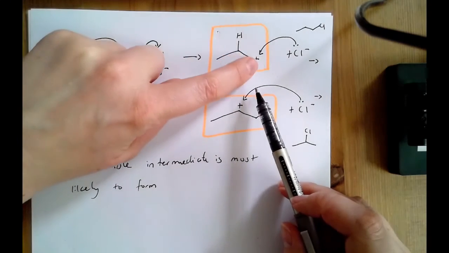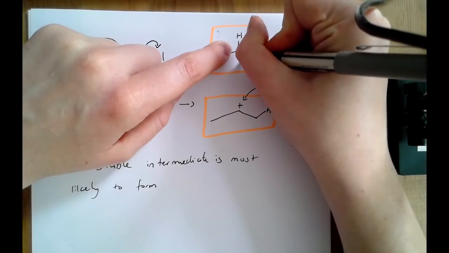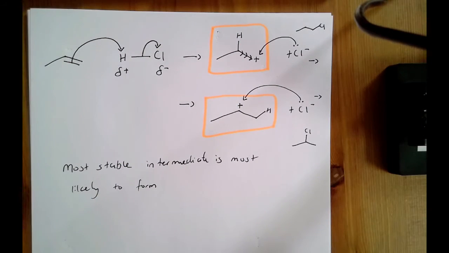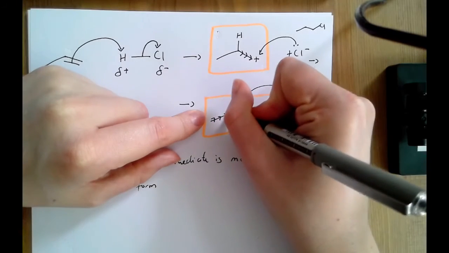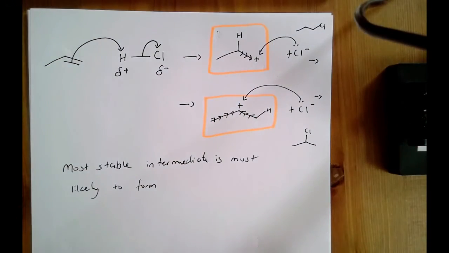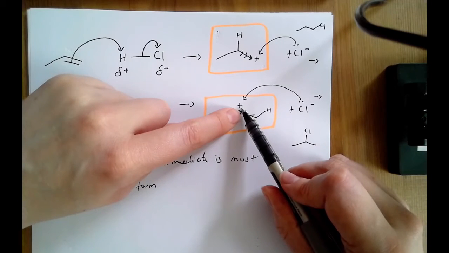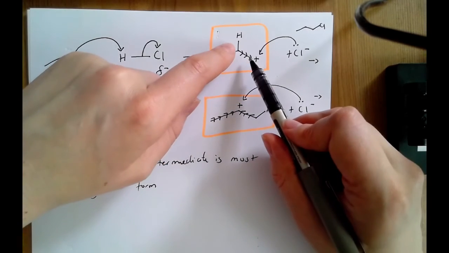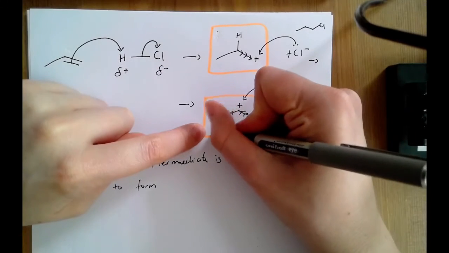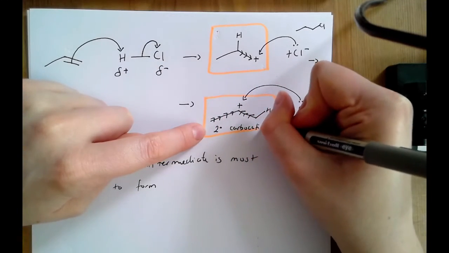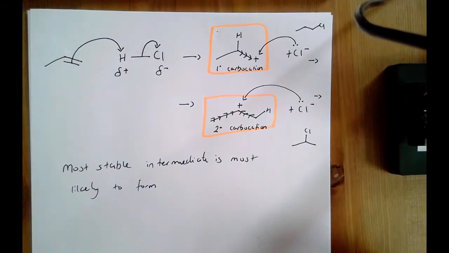Other carbon atoms will donate electrons to a positive carbon. This positive carbon is bonded to one carbon atom, so it's got one carbon that can push electrons on and help stabilize it. In the example below, my positive carbon is bonded to two carbon atoms. Therefore, it has got two carbon atoms that can push electrons onto it and help stabilize it. Because this has got two carbon atoms pushing electrons onto the positive charge, it is more stable than up here where I've only got one carbon atom pushing electrons onto my positive carbon. I call this a secondary carbocation. In the example above, I've got a primary carbocation. Secondary carbocations are more stable than primary.